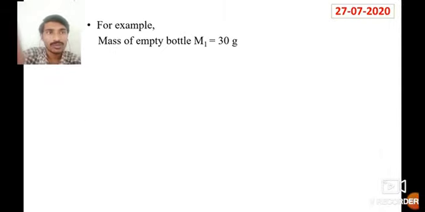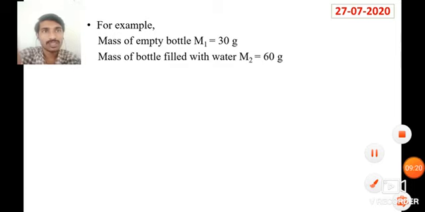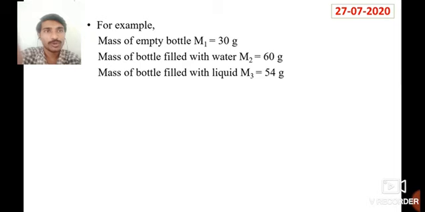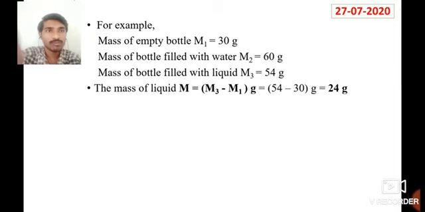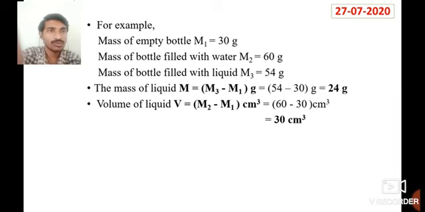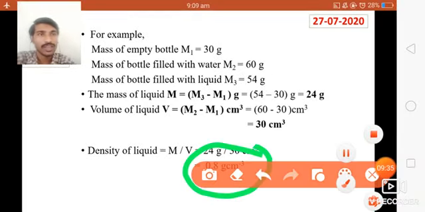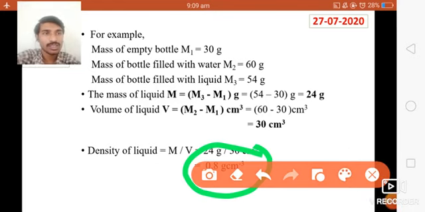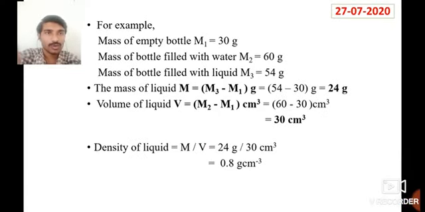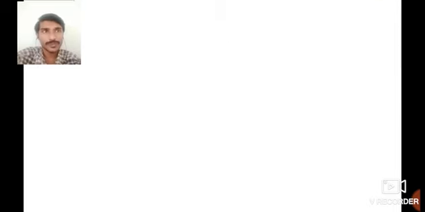For example, the mass of an empty bottle is m1 equals 30 gram. So the mass of the bottle filled, we have m2, m3, and we have a formula to find the mass of the liquid and the volume of the liquid. So when we substitute, we get a density of 0.8 gram per centimeter cube. I am going to make you solve problems based on this after the completion of this chapter. Just remember the procedure, what is m1, what is m2, and what is m3.